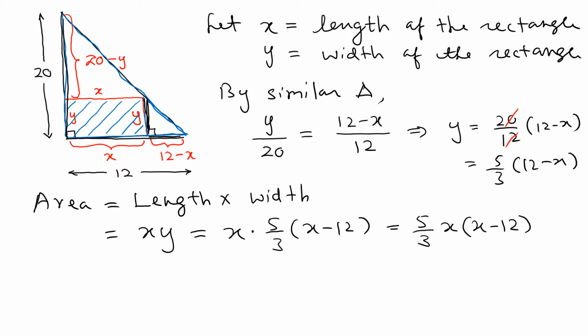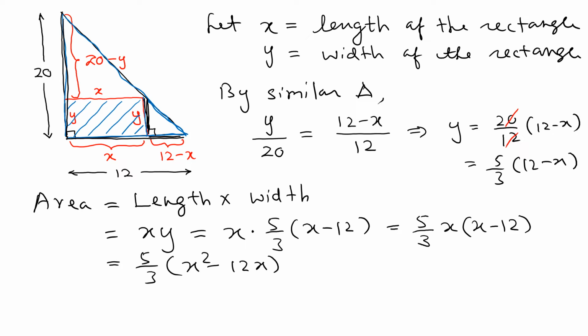Or you can distribute this one. Both forms are useful. Sometimes when you want to plug in numbers, the factored form is useful, but when you take derivatives, the expanded version is useful. So we can write both. It's 5 thirds times 12x minus x squared, that's the expanded one.